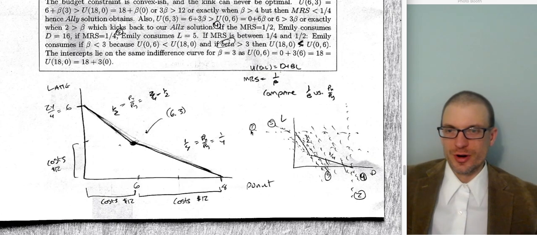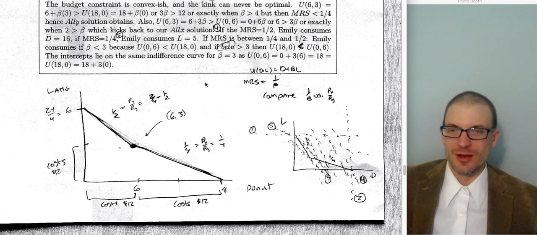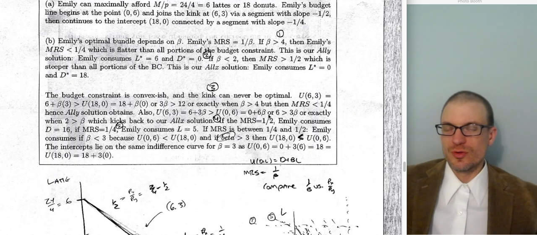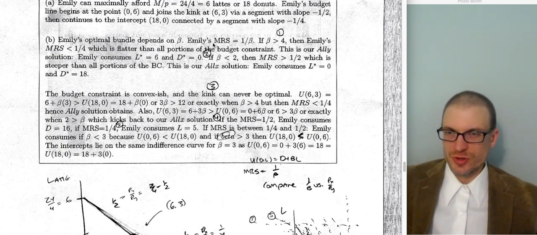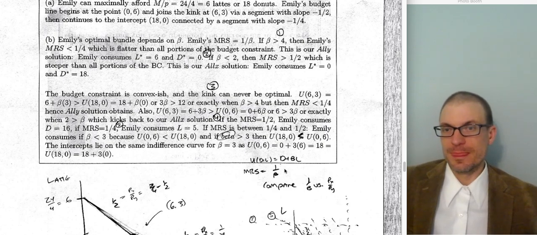What about how Emily's bundle depends on beta? Okay, so let me go over this portion first. Emily's MRS is 1 over beta. We've got that here. That's just 1 being the marginal utility of donuts, and beta the marginal utility of lattes. We're going to compare this to the price ratio. And then for different values of beta, Emily's going to have a different optimal bundle, which has to be captured in our demands.